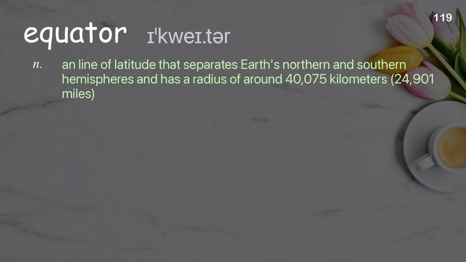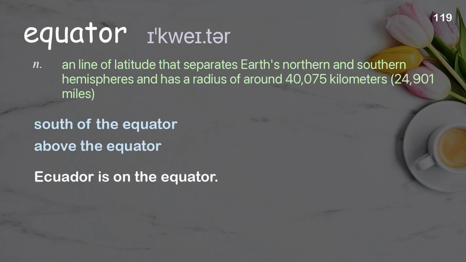Equator. A line of latitude that separates Earth's northern and southern hemispheres and has a circumference of around 40,075 kilometers, 24,901 miles. Examples: South of the equator, above the equator. Ecuador is on the equator.